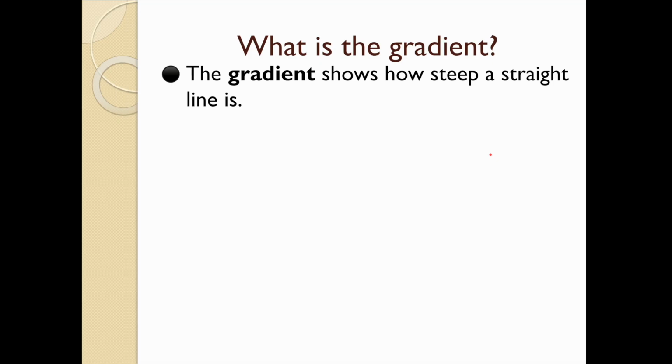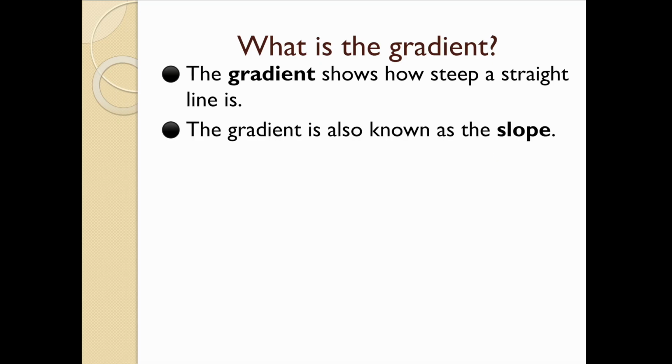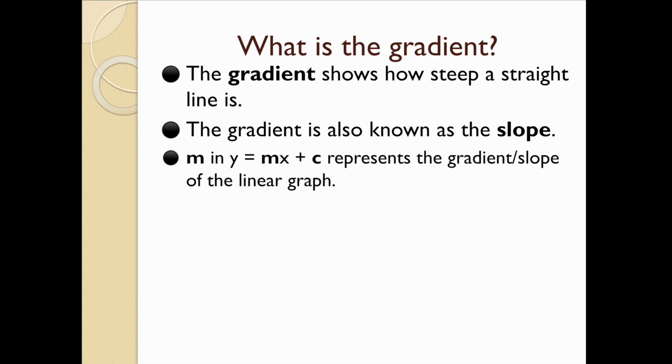All right, so what is the gradient? The gradient shows how steep a straight line is. We also call it the slope. As we discussed earlier, the m in the equation y = mx + c represents this gradient. Now we have learned how to identify it from a formula. Now we need to understand how to calculate it, how to take information from a linear graph itself, extract that information, and actually work out the gradient.